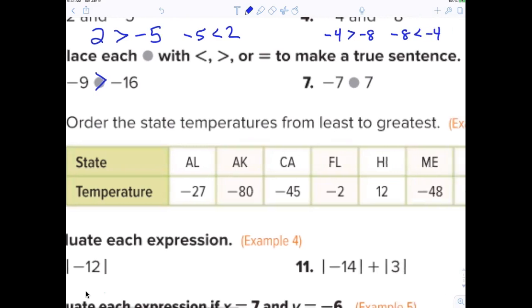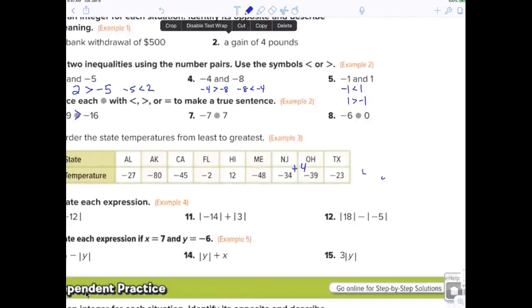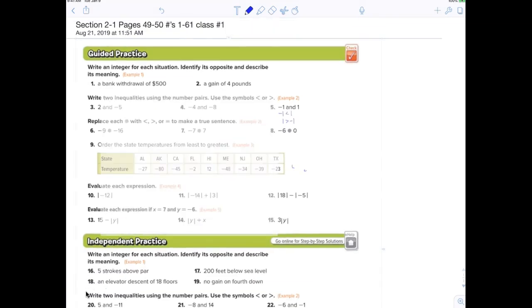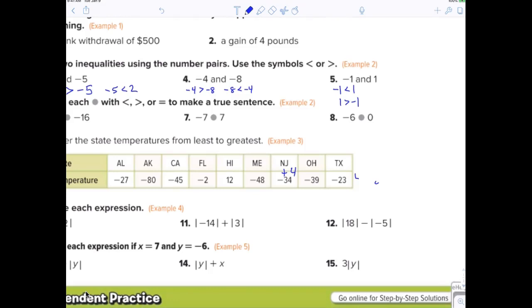Lily. Negative 7 is less than 7. All right. So negative 7 is less than 7. Perfect.